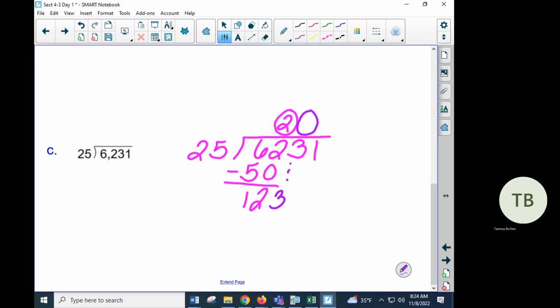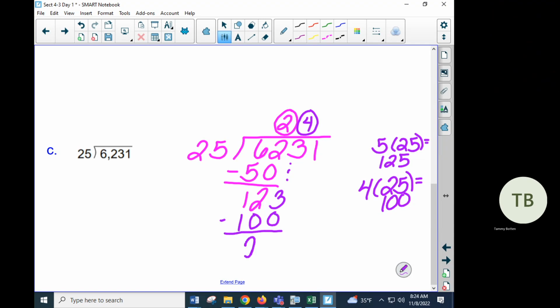Okay. And then you're going to put your number here now. What times 25 would be the biggest number I could multiply that would be just less than 123? Well, 5 times 25 is 125, and that's too big. And 4 times 25 obviously is 100. So I'm going to want to use the 4. Okay, 4 times 25 is 100. And again, you subtract. So that would be 23. And then you bring the 1 down.